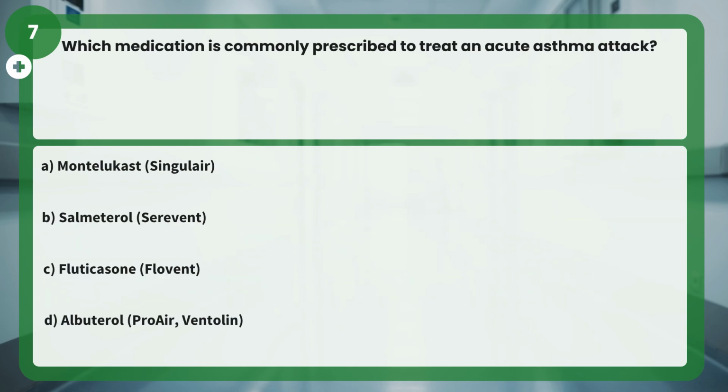Question 7. Which medication is commonly prescribed to treat an acute asthma attack? A. Montelukast, Singulair. B. Salmeterol, Serevent. C. Fluticasone, Flovent. D. Albuterol, Proair, Ventolin.